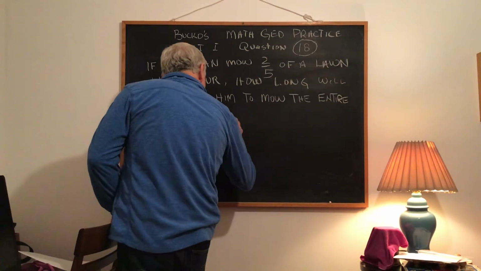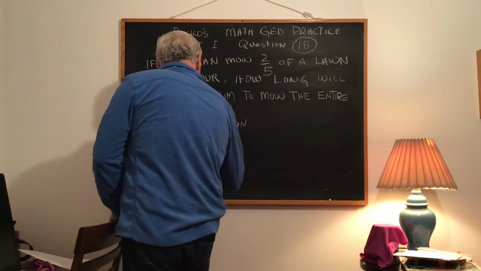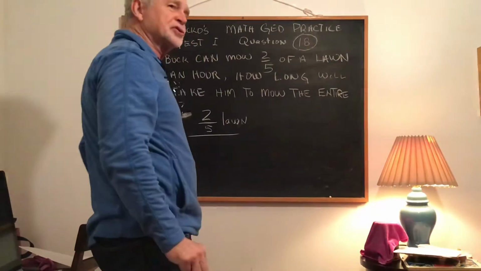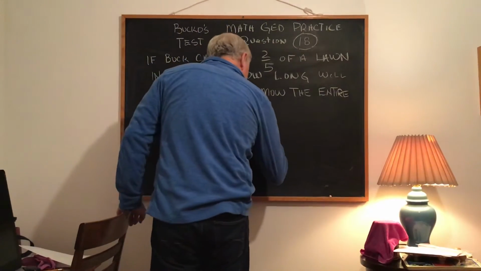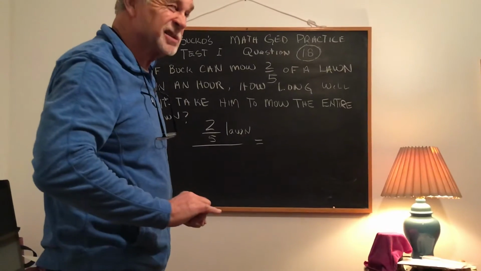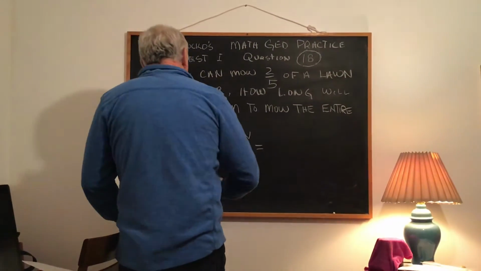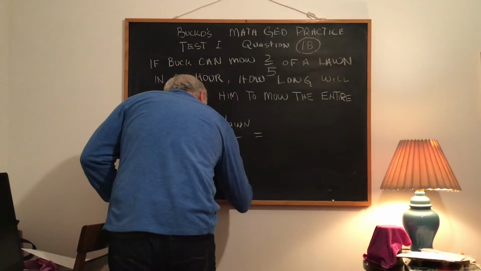And notice I'm going to label this. This is important. Proportions are equal fractions. Reciprocals you haven't learned yet, but I'll teach you. 2/5 of a lawn in 1 hour. So I'm going to put 1 hour down here.